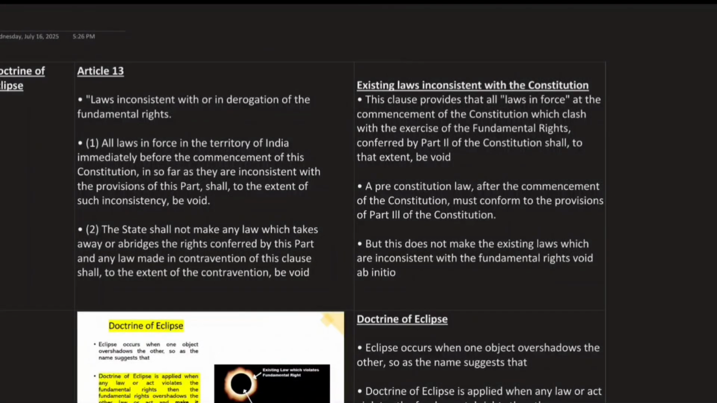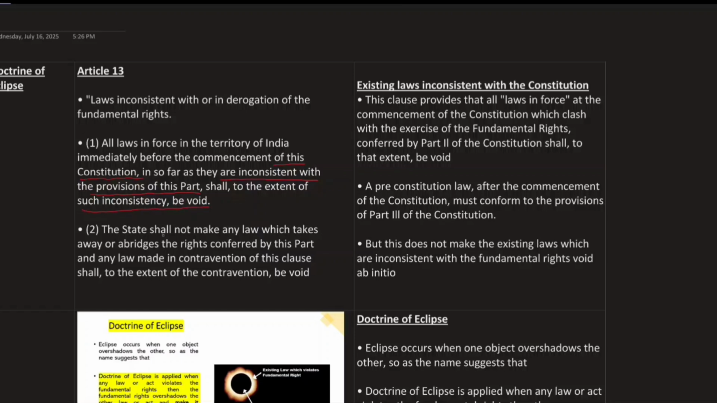Doctrine of eclipse. Article 13. Laws inconsistent with or in derogation of the fundamental rights. 1. All laws in force in the territory of India immediately before the commencement of this Constitution, insofar as they are inconsistent with provisions of this Part, shall, to the extent of such inconsistency, be void.